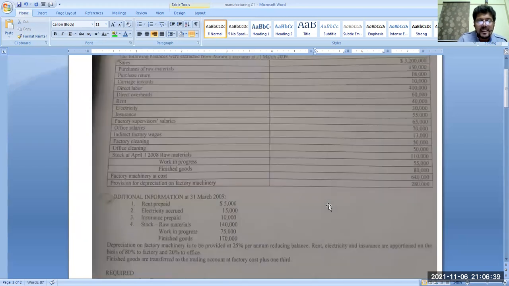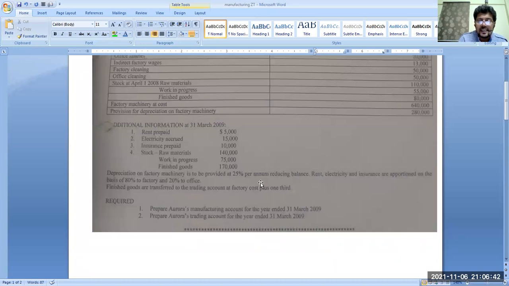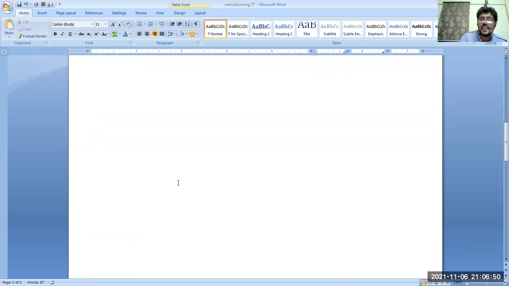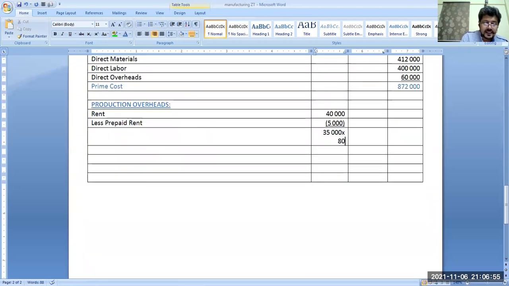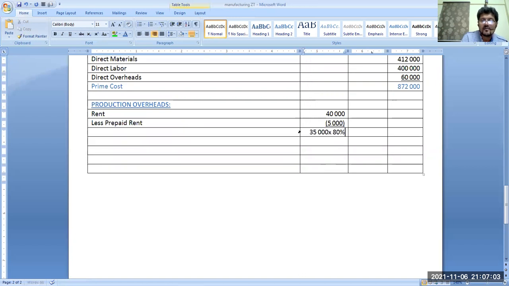But is there any problem with the rent? See, rent, electricity, insurance are apportioned 80% to the factory. So we have to take only 80% of 35,000. 35,000 multiplied by 80% is 28,000. So this is your rent for the factory.